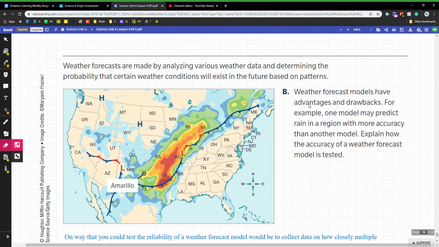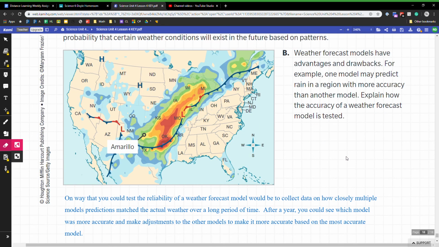And weather forecasts are made by analyzing various weather data and determining the probability that certain conditions will exist in the future. Explain how the accuracy of a weather forecast model is tested. So how could you, this question is asking you a different question that we haven't seen before, and it's how could you actually test these forecast models? And so what I said was, well, because let's say all the different news networks are using different forecast models, or maybe different states or different governments are using different types of mathematical models to model things.